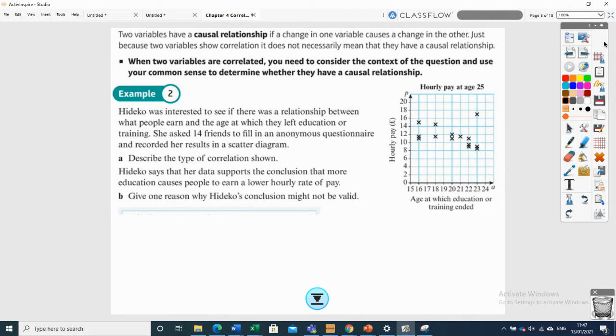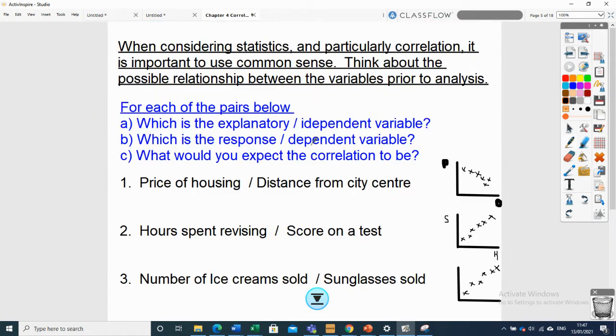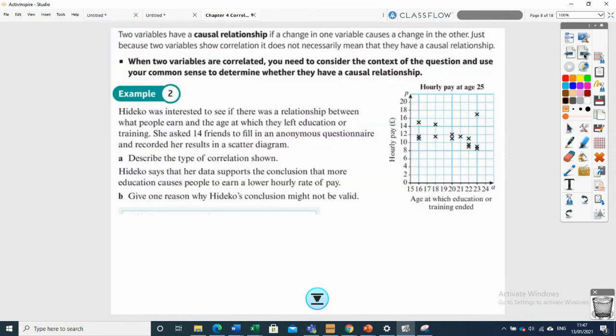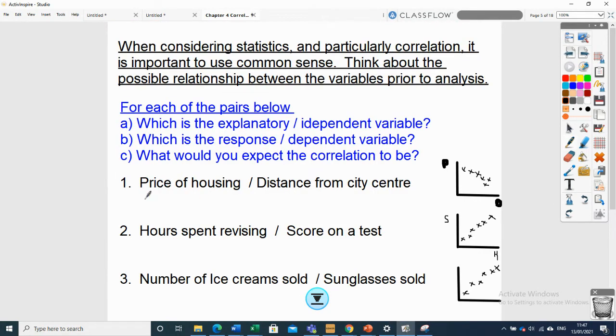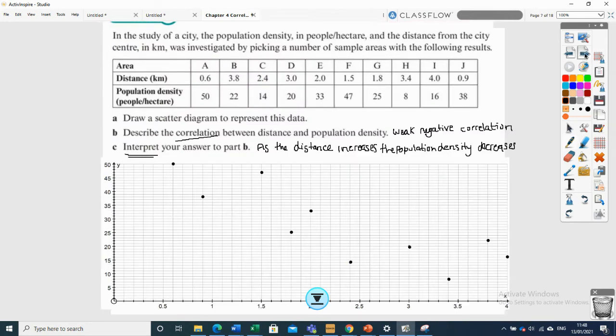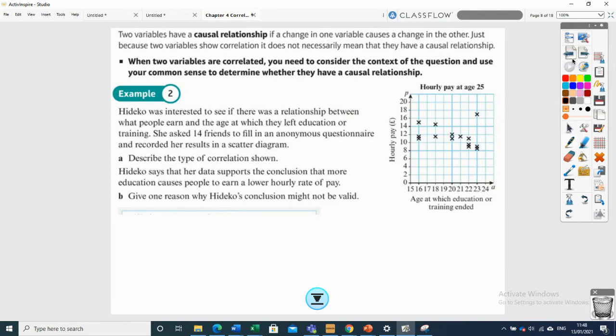Right, on to example 2, and this relates to what we were talking about back here when we were looking at the number of ice cream sold and the sunglasses sold. It's talking about the relationship and whether it's a causal relationship. Going back to what we looked at here, the distance from the city centre caused the price of housing to go down. The amount of hours you spent revising caused the score on your test to go up, whereas the number of ice cream sold didn't cause the sunglasses sold to increase. So this is something you've got to think about and something that's really important.